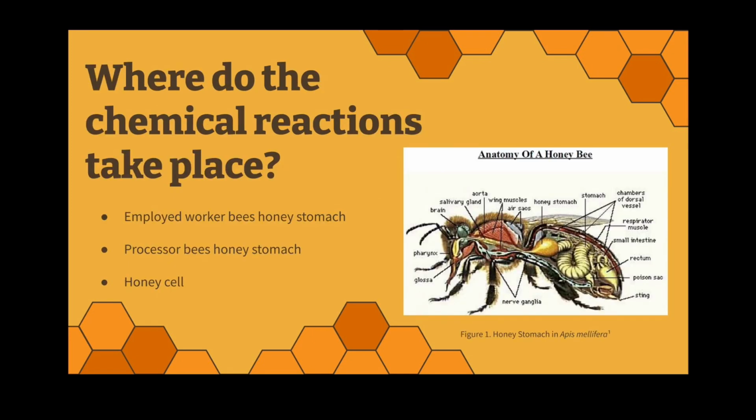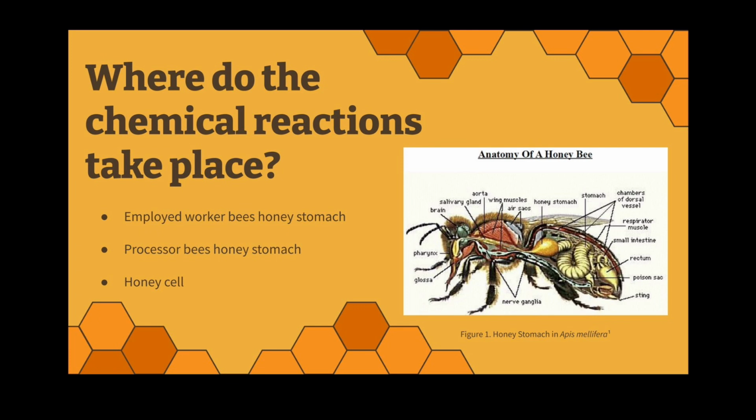But where did the chemical reactions take place? The nectar collected by the forager begins to break down as soon as it comes into contact with the forager's saliva. While the forager is still collecting more nectar, the enzyme invertase will continue to break down the sucrose in the forager's honey stomach.